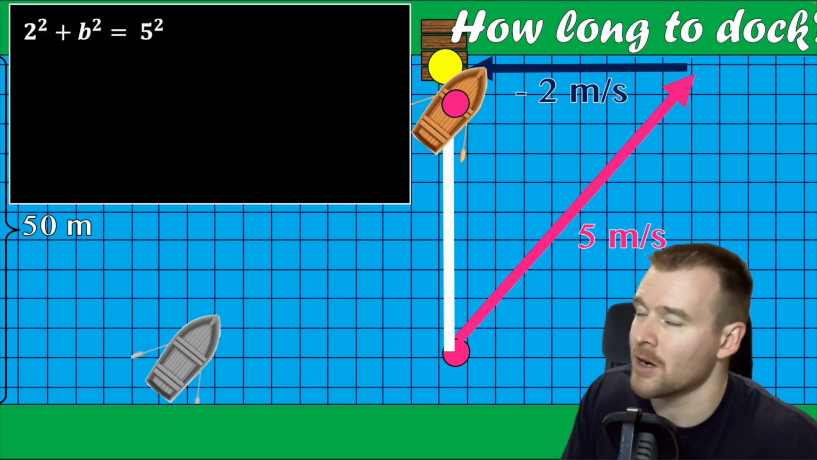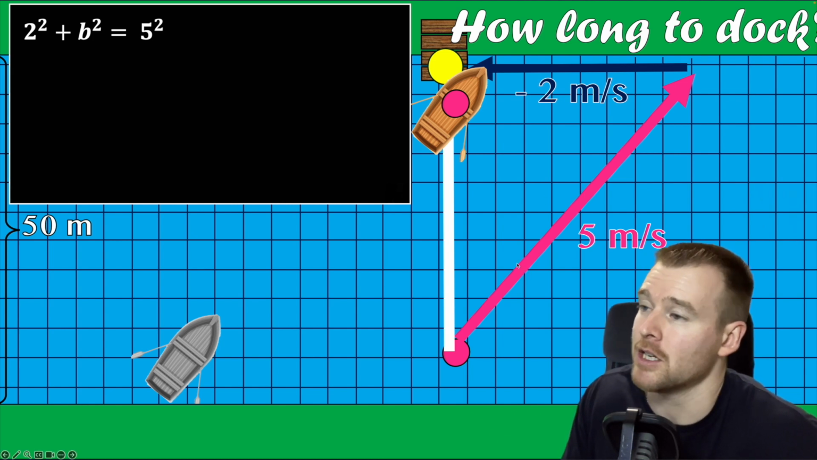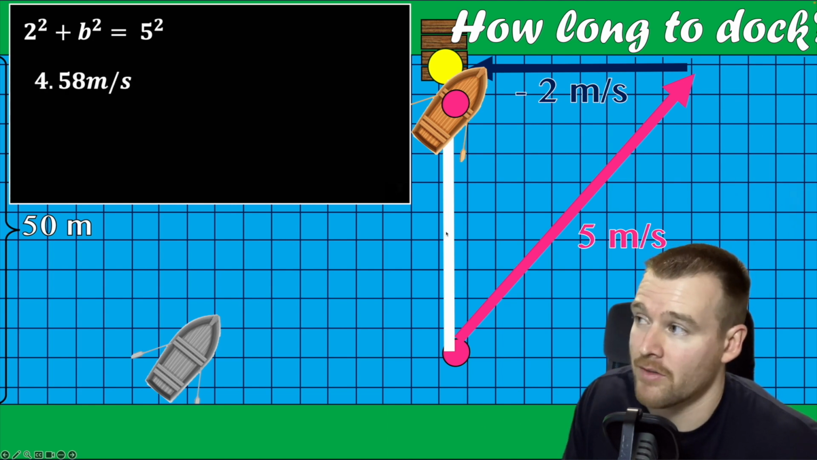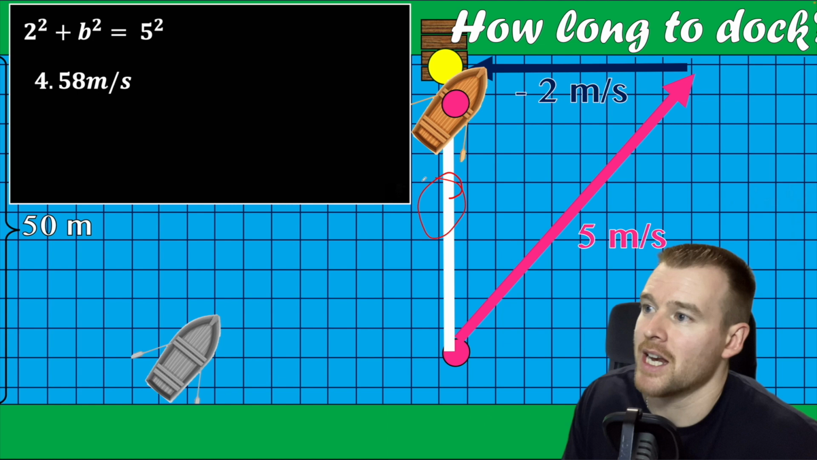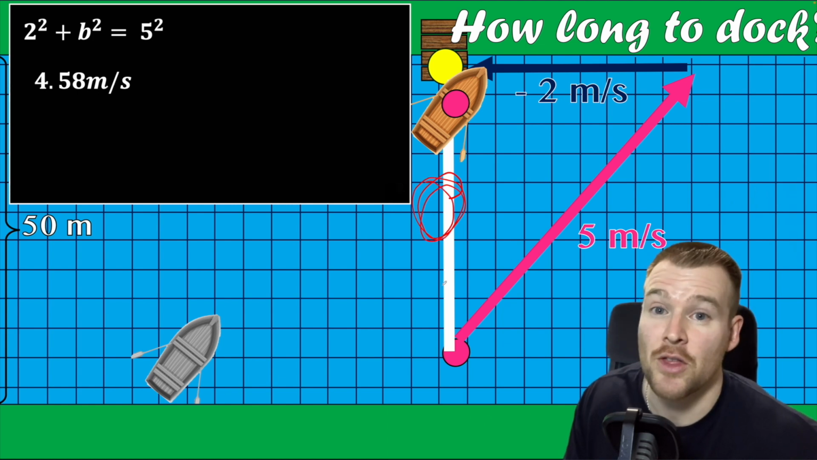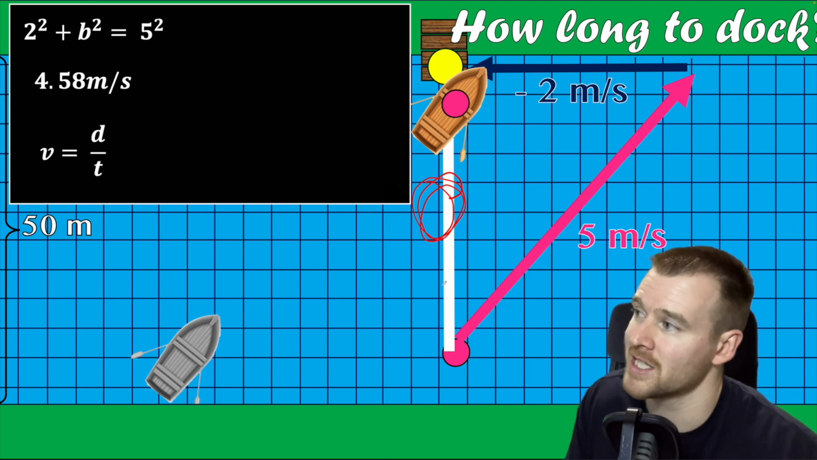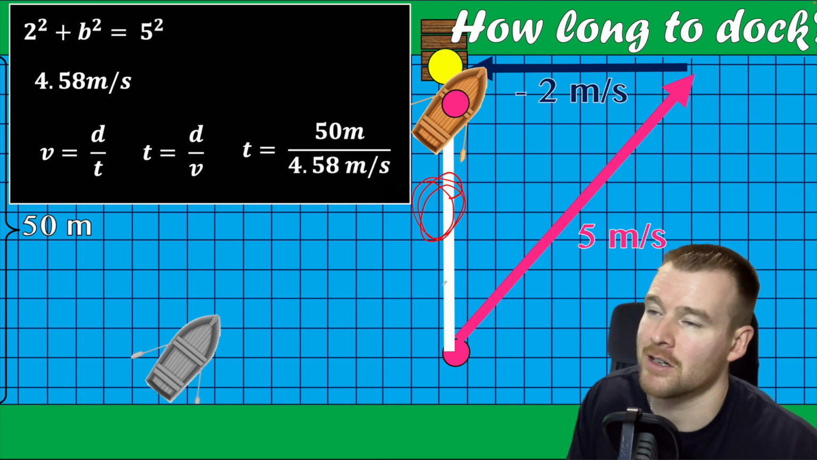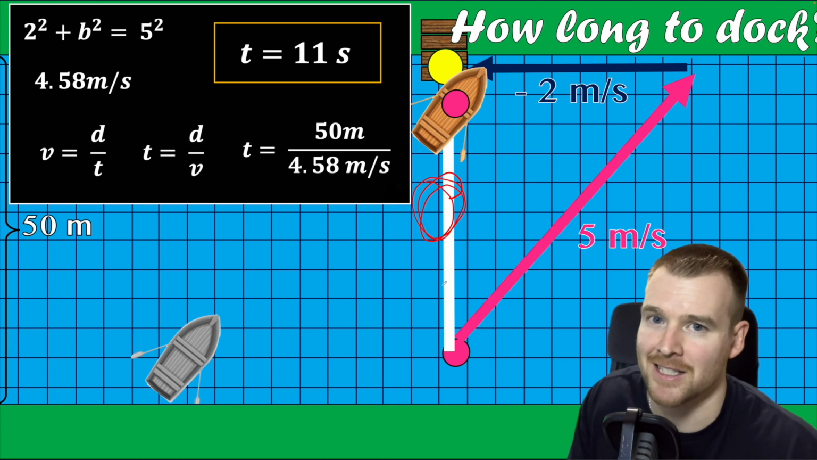So throw up our blackboard here. We're going to have 2 squared plus b squared is 5 squared, because 5 is my hypotenuse in this case. And I get 4.58 meters per second as how fast we're going vertically. That would be right here on the triangle. So now that we know how fast we're going up and the distance that we travel up is that 50 meters, once again use v is equal to d over t, or t is equal to d over v. My distance, that 50 meters, and I'm going at 4.58 meters per second north. So we divide those and we get a final answer of 11 seconds to cross the river.